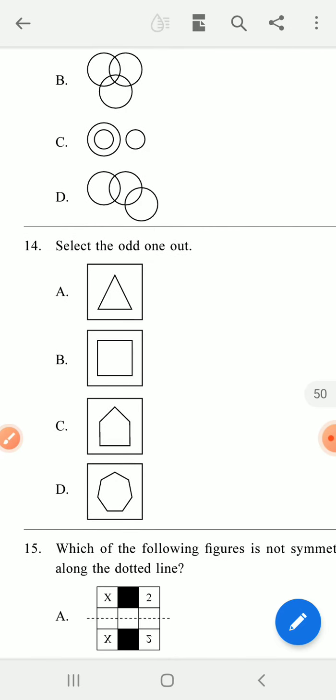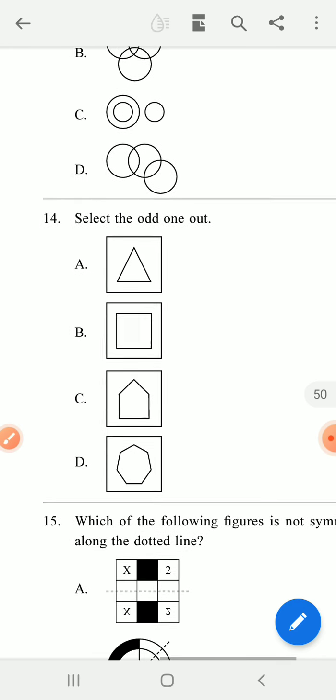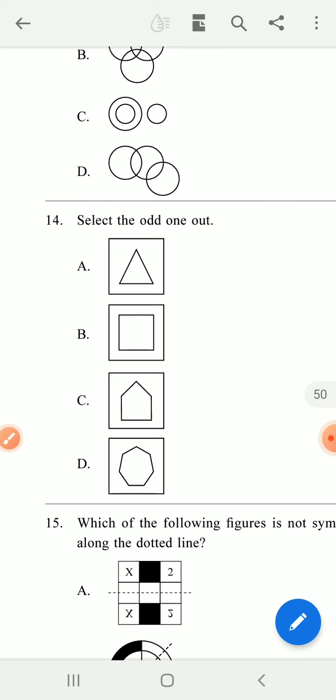In 14, select the odd one out. So in the square there is a rectangle. In the square there is a square. In the square there is a pentagon. In the square there is a hexagon. So which one is correct? Which one is not correct? Fourteen B.